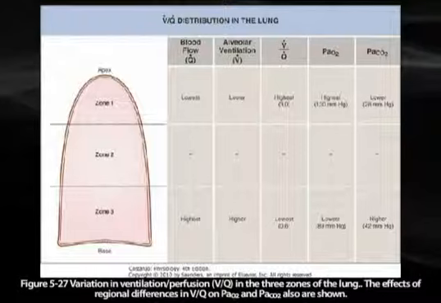Let's compare this with zone 3, where the blood flow is highest. Alveolar ventilation is higher as well, but the difference in blood flow is much greater than the difference in alveolar ventilation. This produces a low V to Q ratio, and therefore a lower arterial O2 and a higher arterial CO2.